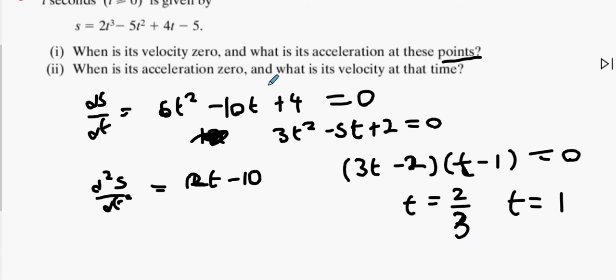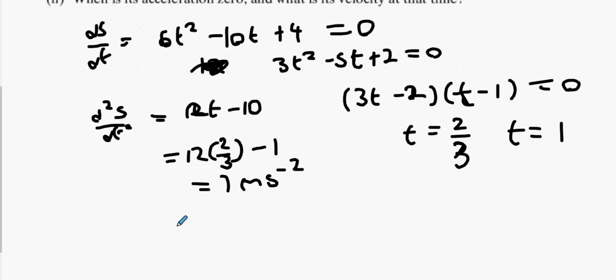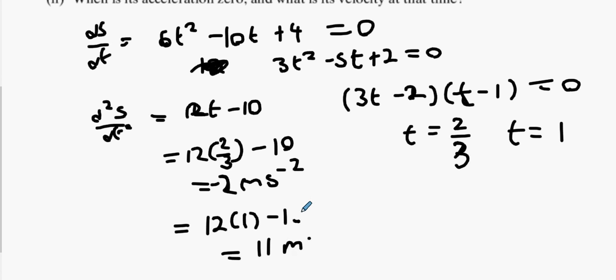How do I find what the acceleration was? Sub it into the second derivative. And what you find out is that for t equals 1, oh, I left out the 10. So it's minus 2. That means you're decelerating. And for the other one, it's 12 times 2/3 minus 10, that's 8 minus 10. Keep doing that. Minus 2 meters per second squared.